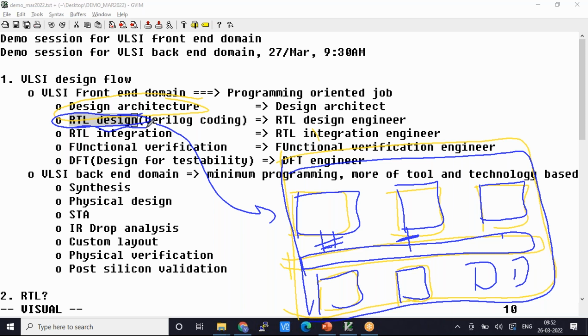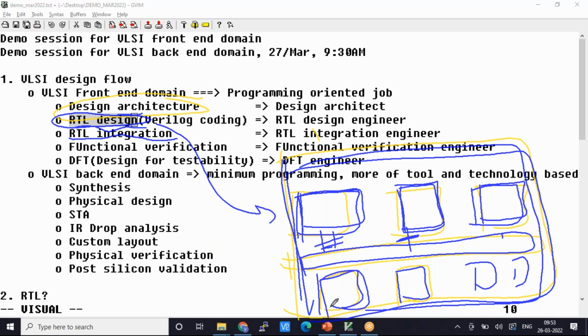Once it is done, all of them need to be integrated. Integrated means everything needs to be connected to each other. That activity is called RTL integration. What is meant by integration? Someone has developed this block, someone else has developed this block, someone else has developed this block. Putting together everything, what we are doing is called RTL integration.